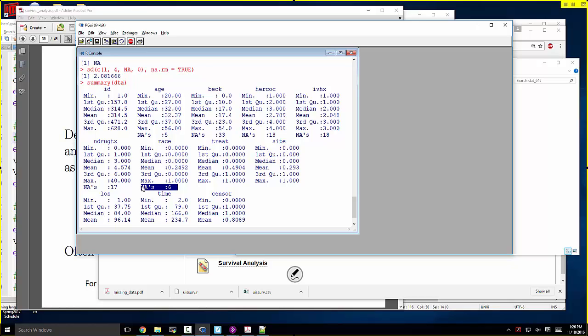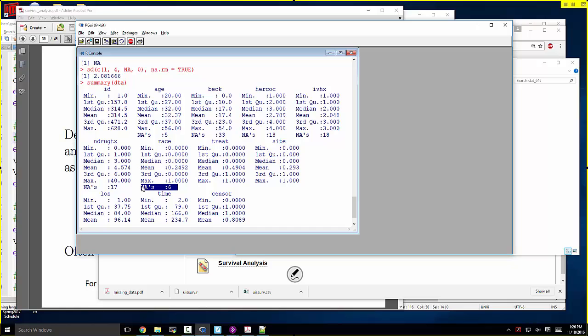If, for example, we have an individual in this data set for whom we have event time and censoring indicator and everything except depression score, we have a lot of information on that person. We just happen to be missing one variable.